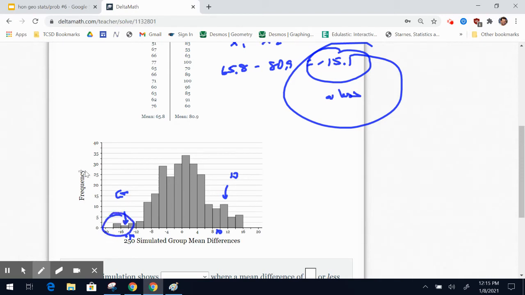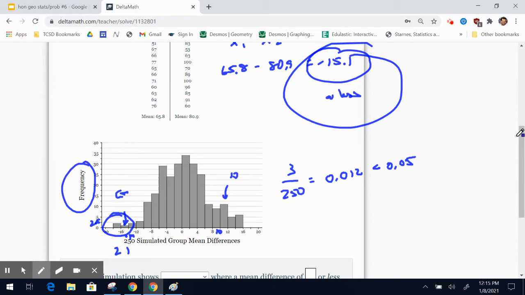Now you have to come over here to the frequency to get how much each bar is worth, right? So this is 0 to 5. So this middle one is 2.5. So because this one stops short, this bar represents 2 samples simulated out of the 250, and this represents a 1. So that's 3. 3 total simulated differences out of the 250 simulations came out with a negative 15.1 or less. 3 divided by 250 is a probability of 0.012, which is definitely less than 0.05, which means this difference is significant, right?